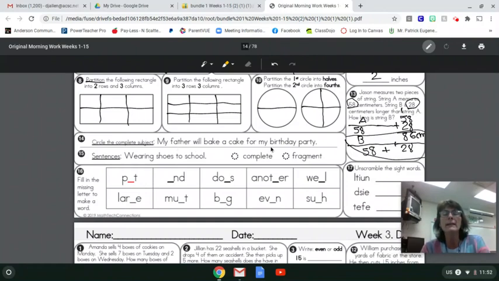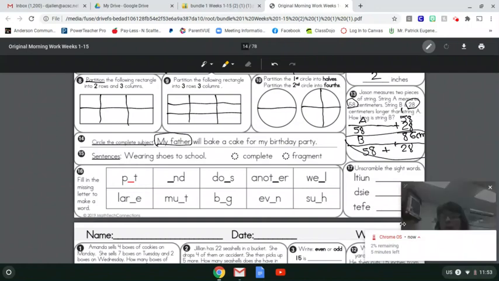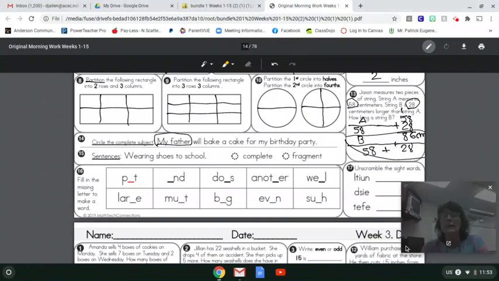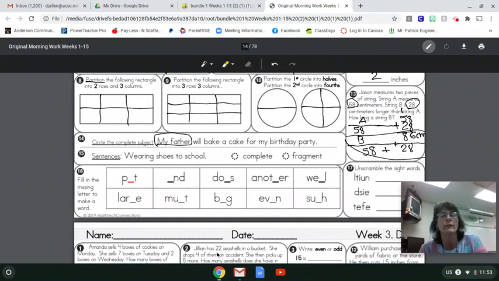My father will bake a cake for my birthday party. Who or what is this sentence about? The sentence is about my father. Now later this week or later today, we're going to be learning about verbs. And if you can find the verb in a sentence, you can easily find the subject, because the subject is always right before the verb. Anything before the verb. So we have our subject circled in that sentence.